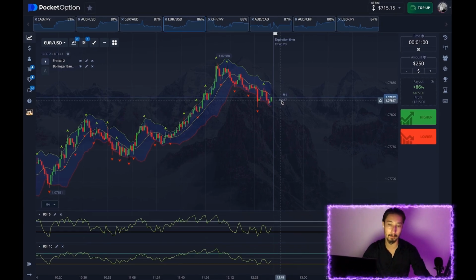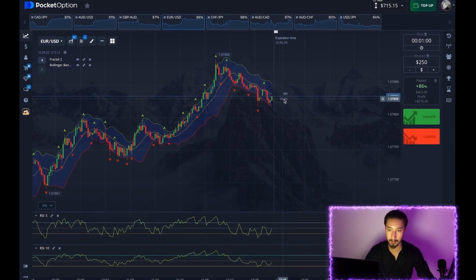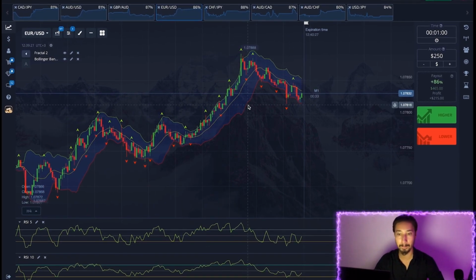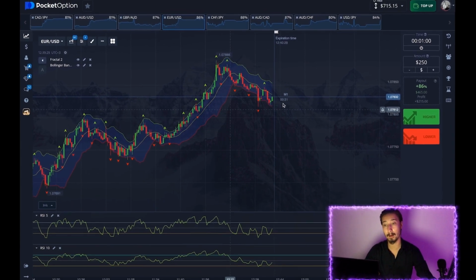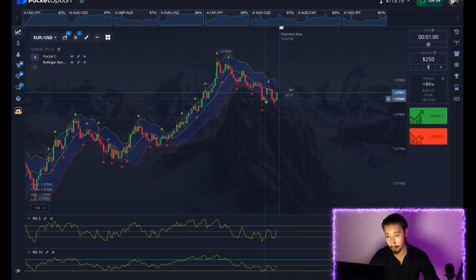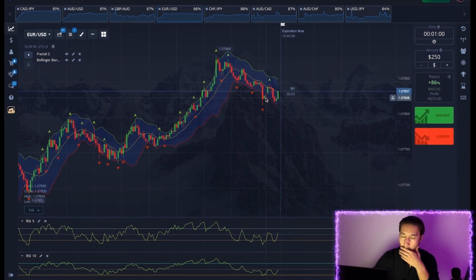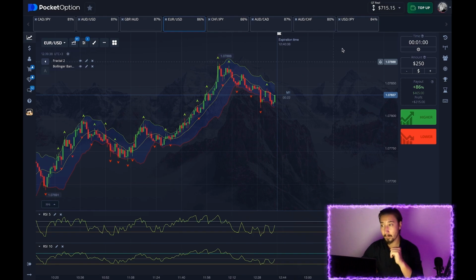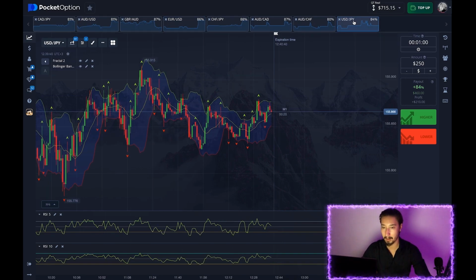As I said, at any moment an upward impulse can occur here. The trend may continue its upward direction. In fact, in the next 2 minutes I was right and closed the trade in plus. So let's continue. Let me just find another currency pair.